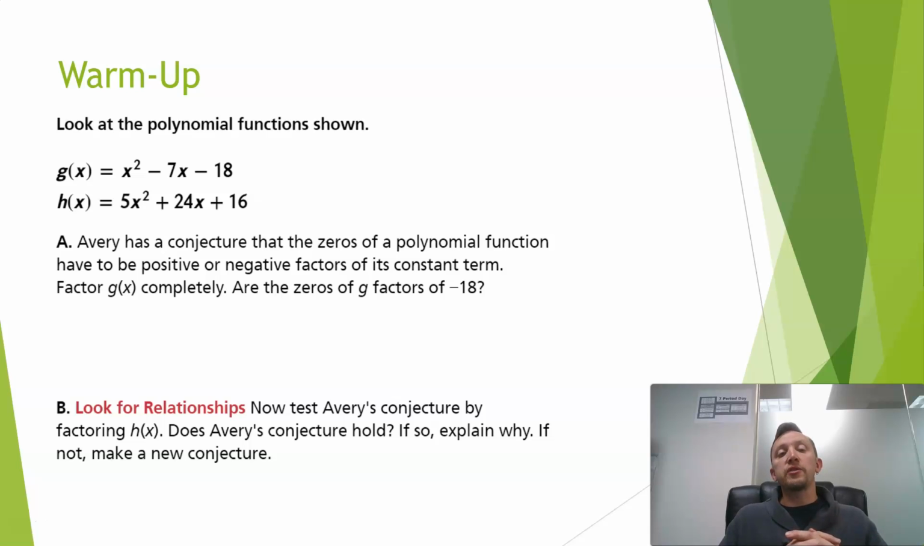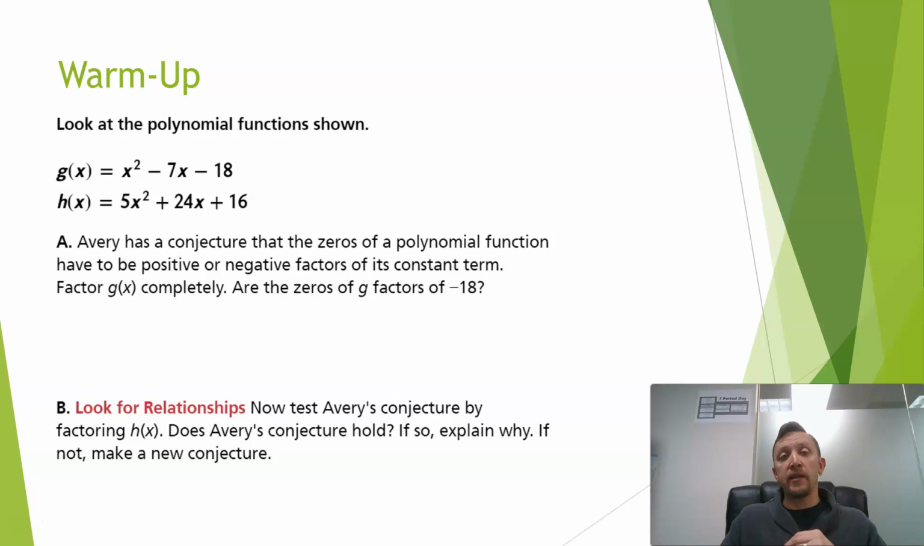And so what I want you to do is factor x squared minus 7x minus 18 to find the zeros of that polynomial. Remember, you set each factor then equal to 0 and solve it. And I want you to see, is your conjecture true based on what you just found? Are those zeros, in fact, factors of the constant, negative 18?